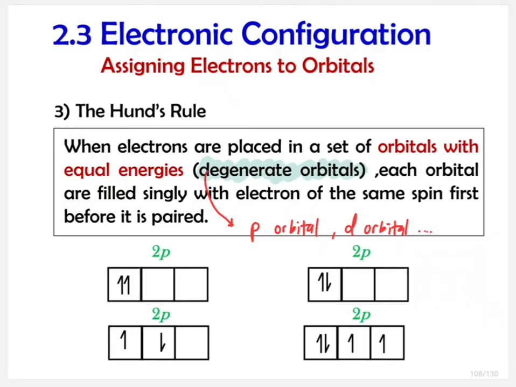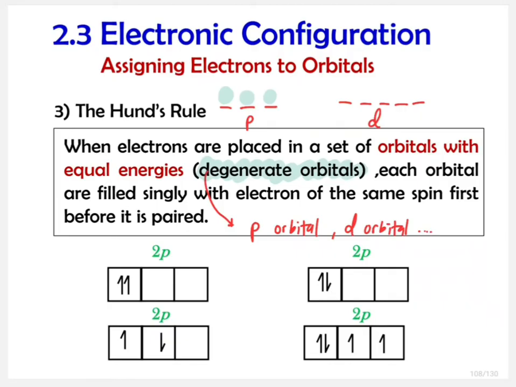Jadi apa Hund's rule ni cakap? Untuk lebih faham, saya illustrate dekat sini. Kita tahu p orbital ada 3 bilik. Contoh p orbital, 1, 2, 3. Untuk d orbital pula 1, 2, 3, 4, 5. Ini kita panggil degenerate sebab each orbital ni, this and this orbitals, equal energy.